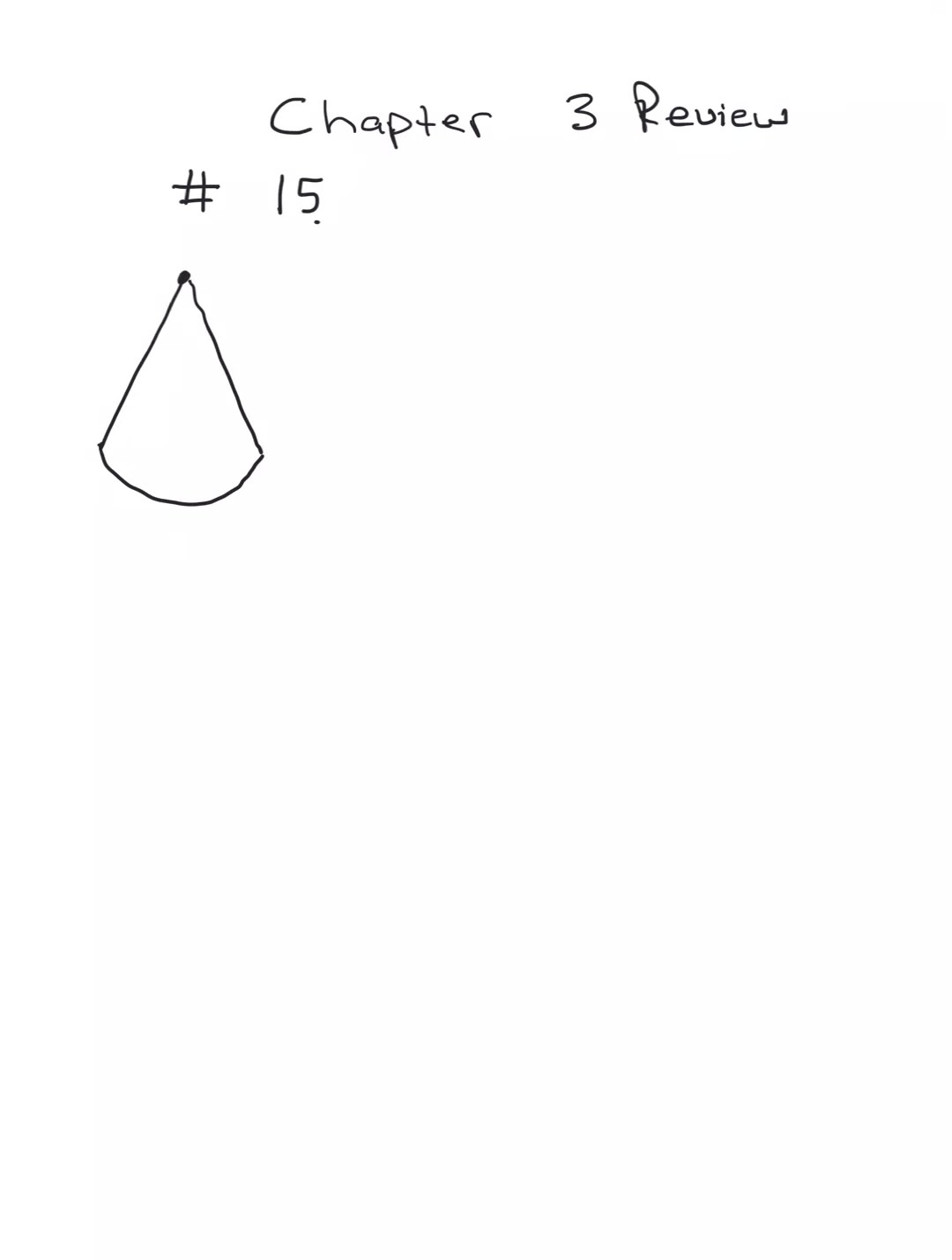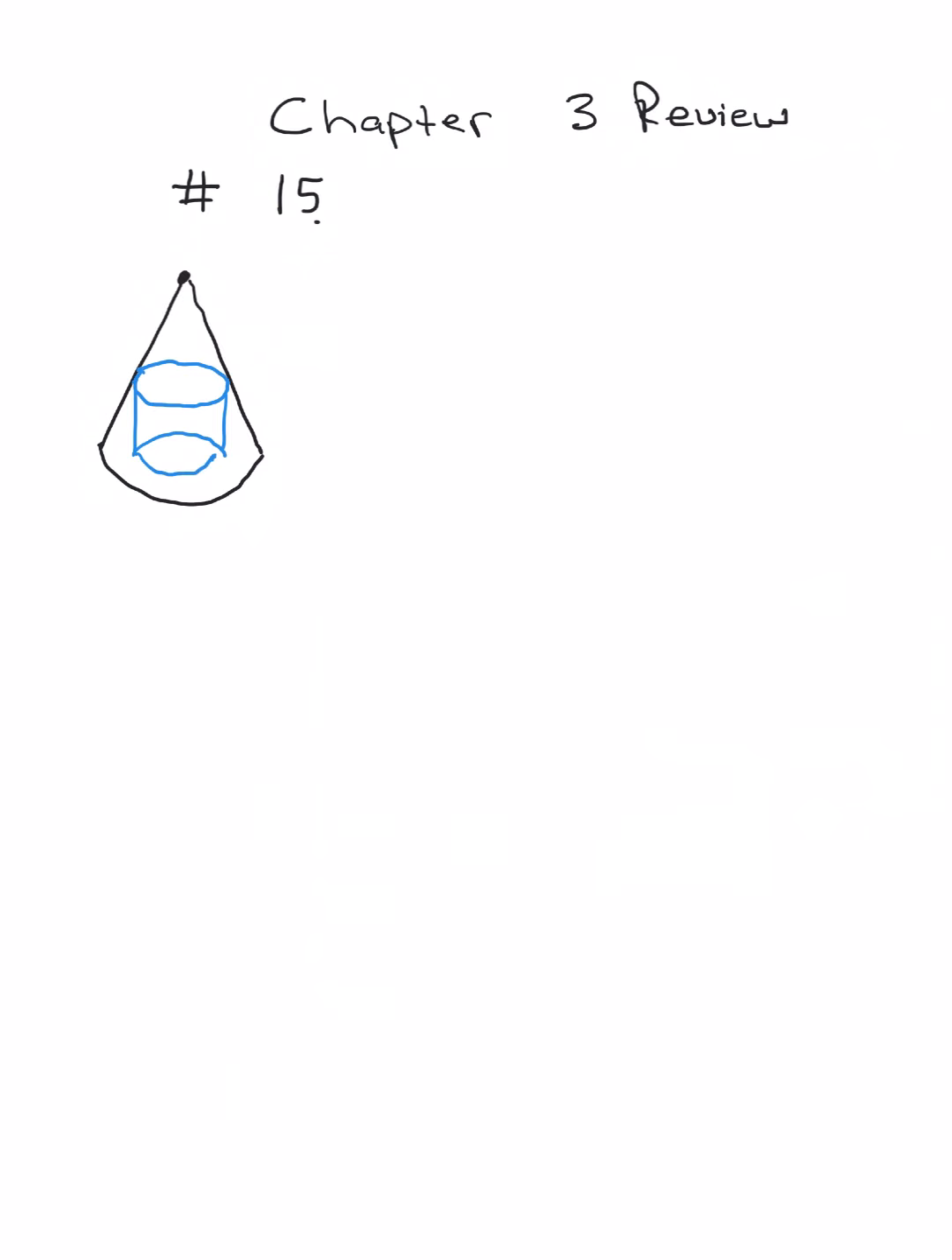Hi everybody, here's number 15 from the chapter 3 review that I promised to do for you guys. So we have a cone and inside we have a right cylinder inscribed. A really difficult part to this problem I found is labeling.